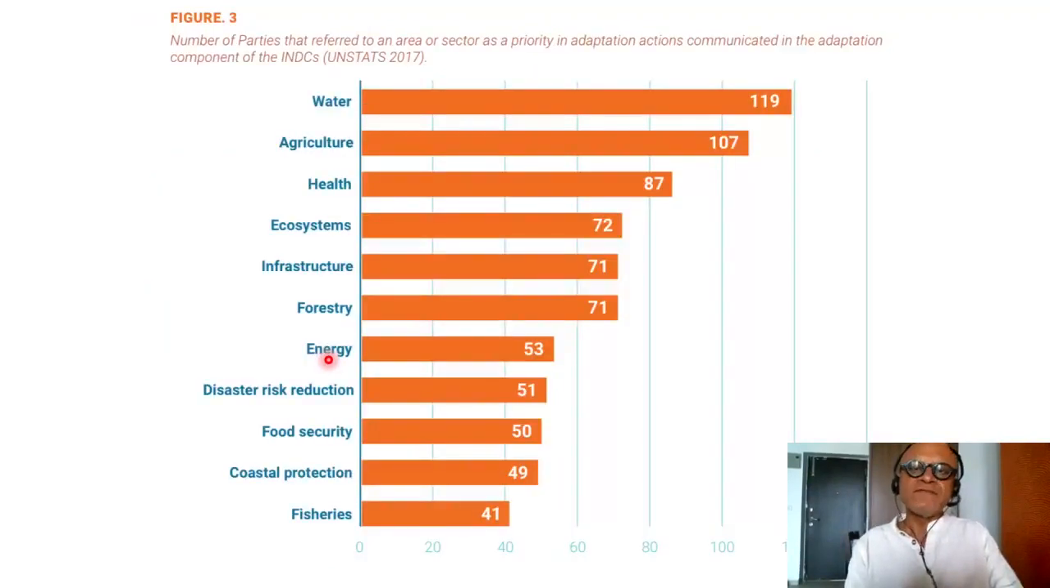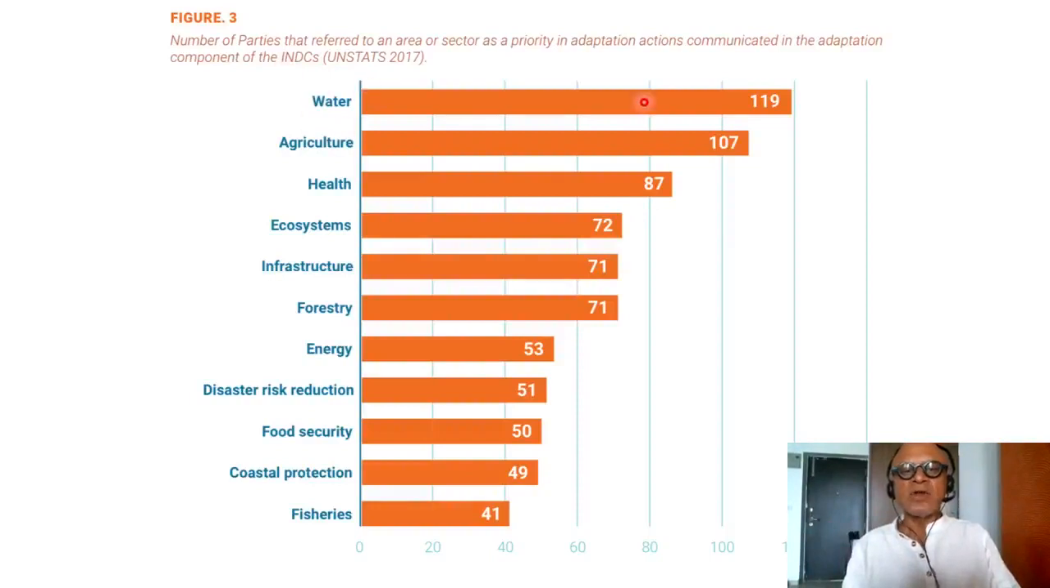And water is of course a very important sector, and this is very clear by looking at the number of parties that refer to an area or sector as a priority in adaptation actions communicated in their adaptation component of the originally it was called intended nationally determined contributions, but now they are just called nationally determined contributions. Each country submitted a plan to the Paris Agreement. It was found that they were not adequate, so most countries have updated their nationally determined contributions to kind of try to stay towards the global warming targets. Of course, we are not on track, but nonetheless.